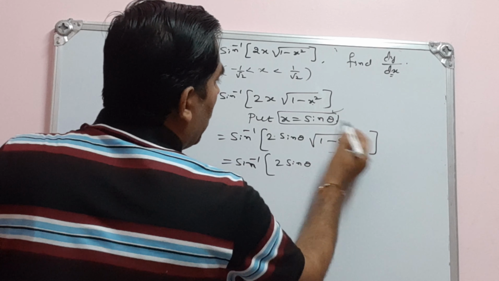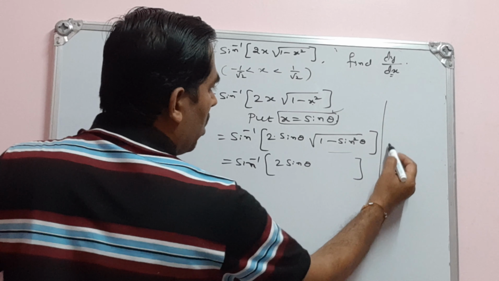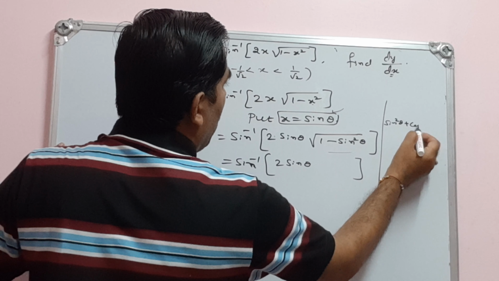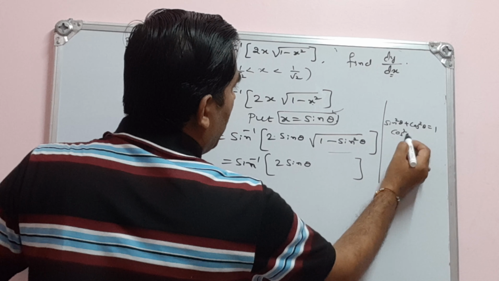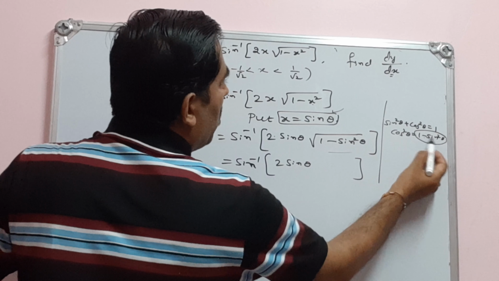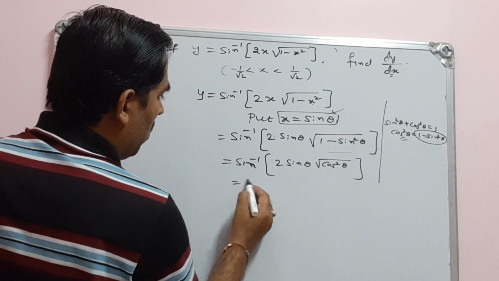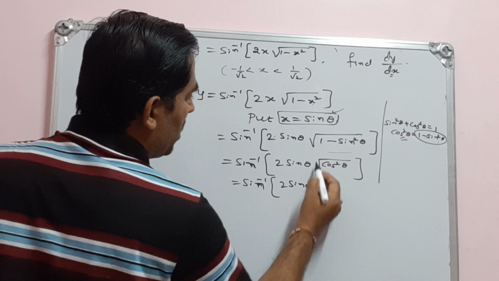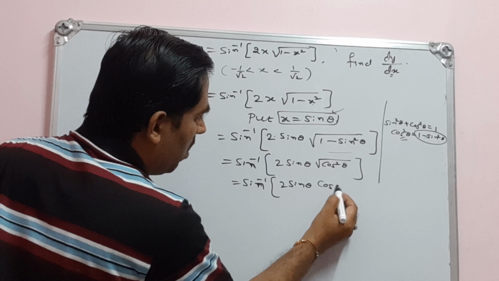So let me simplify this one. This is the square root of 1 minus sin square theta. You know the identity, sin square theta plus cos square theta is equal to 1, or the same relation can be written as cos square theta is equal to 1 minus sin square theta. So I can write 1 minus sin square theta as cos square theta. So it will be sin inverse of 2 sin theta, and as this is the square root of cos square theta, we get only cos theta.